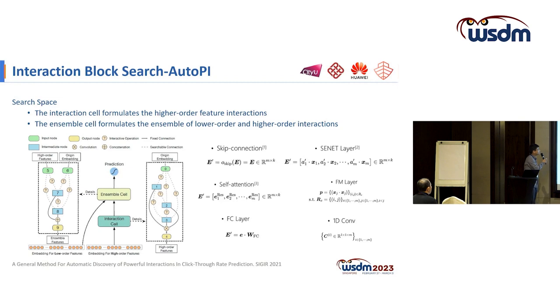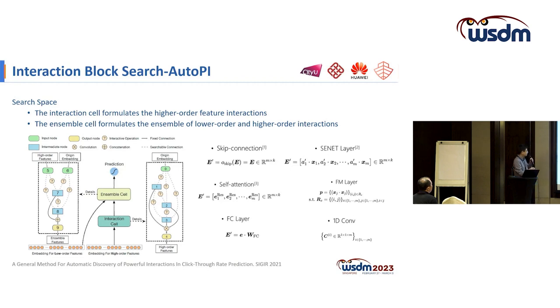And the interaction cell formulates the high order feature interactions. And this cell, the details are here. And the input of this cell is the original embedding. And the output of this cell is the high order features. And there are some internal nodes here that represent the intermediate representation of the features after some operation.